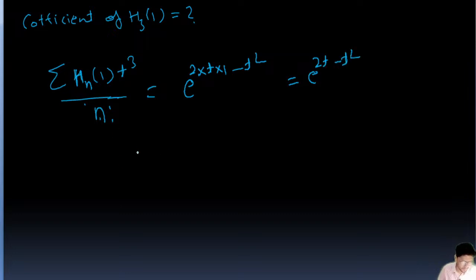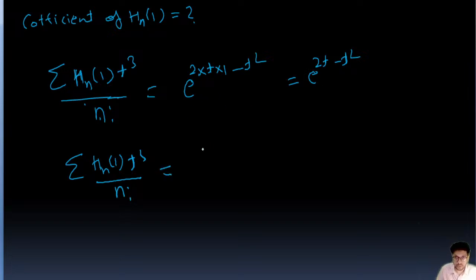We'll open it. So this is sigma Hn(1) tⁿ/n!. So the Hn(1) value we need to find out, okay, not H3, this is Hn(1). For this, the coefficient of t³ is going to be H3(1)/3!, and we will open it.